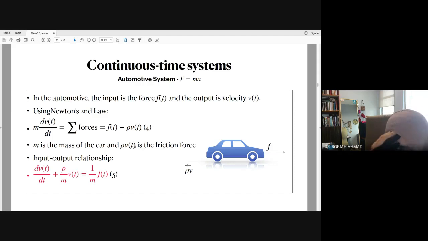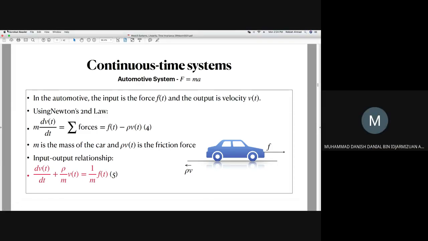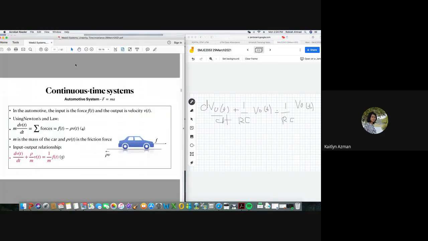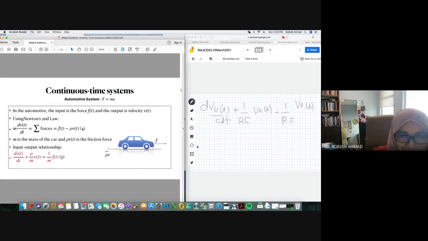So in a mechanical system, especially if you learned dynamics, you all learned dynamics in which year? Did you learn dynamics in class, or physics? Where did he go? When did you learn dynamics? Form 5. What is Newton's second law? Summation of force equals MA.